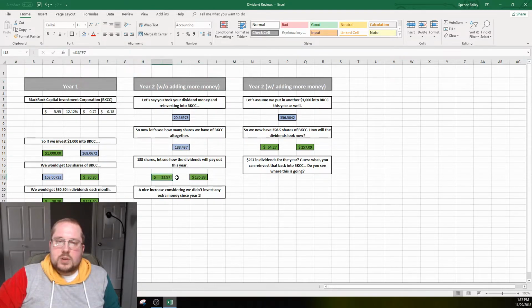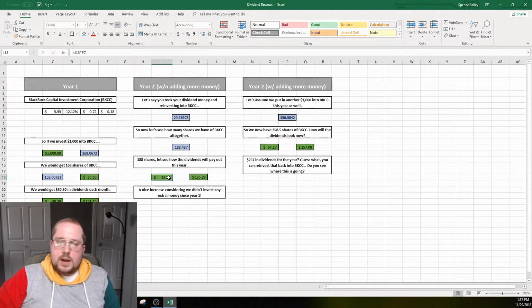So each quarter you'd get really close to $34 now in dividends. So that is about $3.60 more than you're getting before. Again, that may seem like tiddlywinks, but every little bit counts.